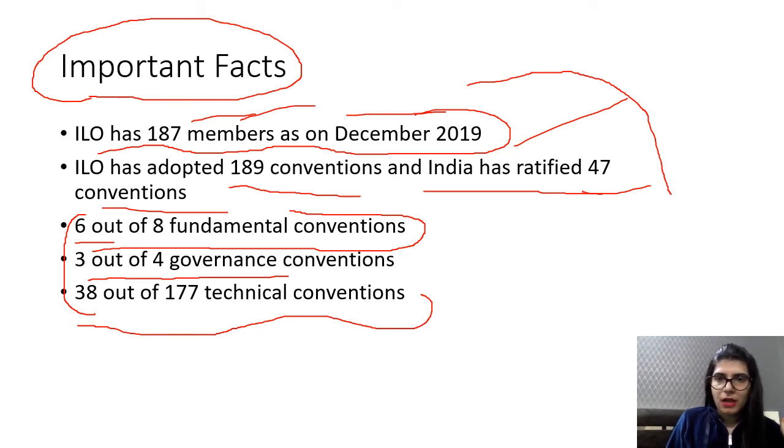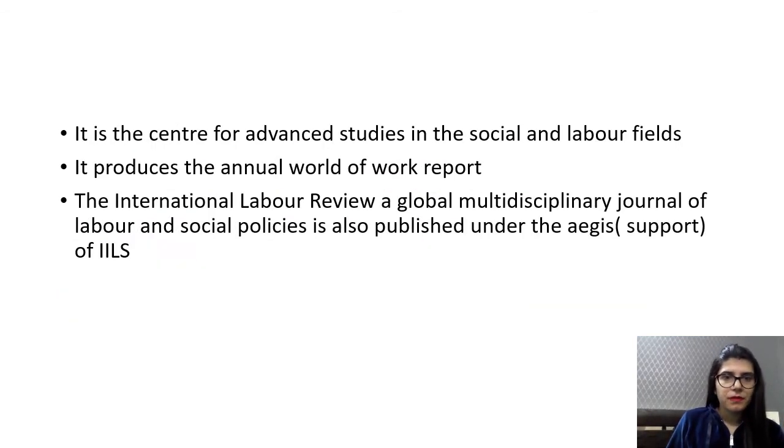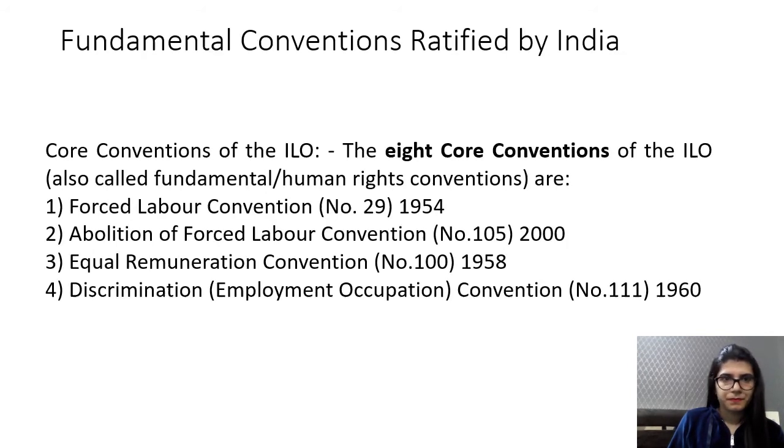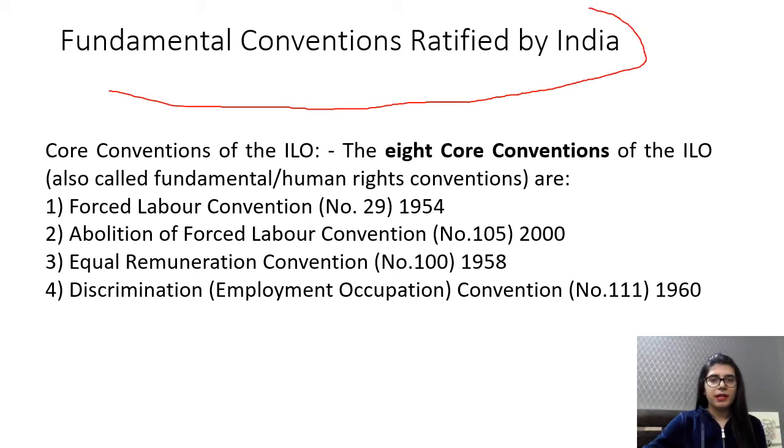Now you've studied the important facts and I hope you've noted them down in your notebooks. Now let's further study the fundamental conventions ratified by India. The 8 core conventions of the ILO are called fundamental or human rights conventions. They are 8 in number, out of which India has ratified 6. Just install that in your mind.